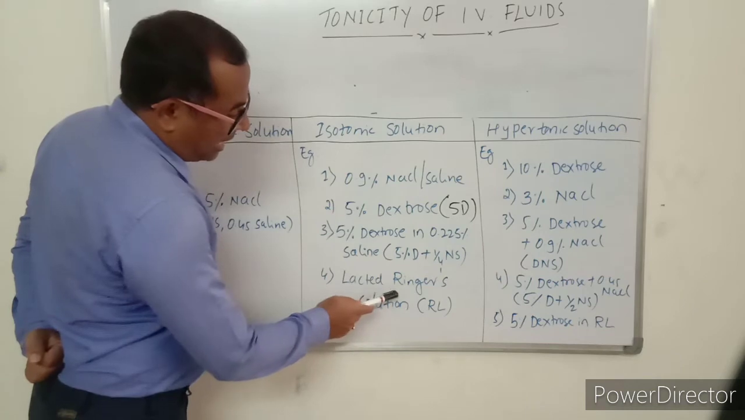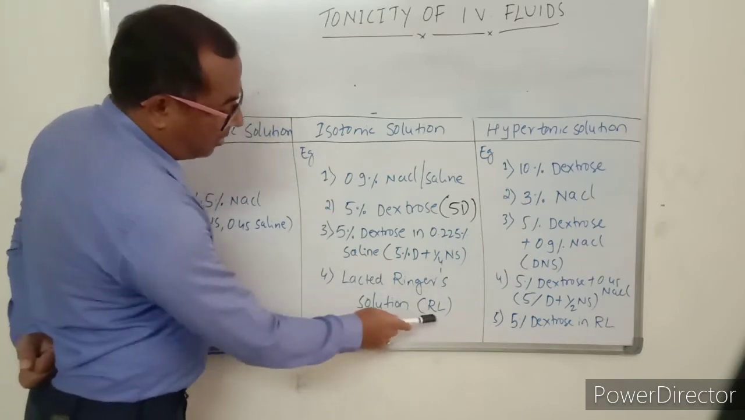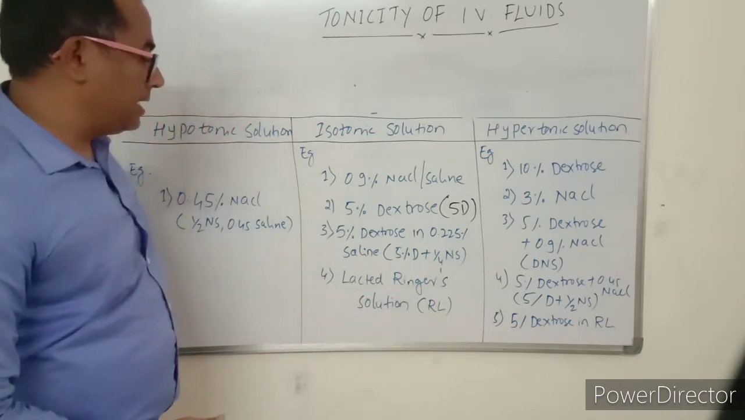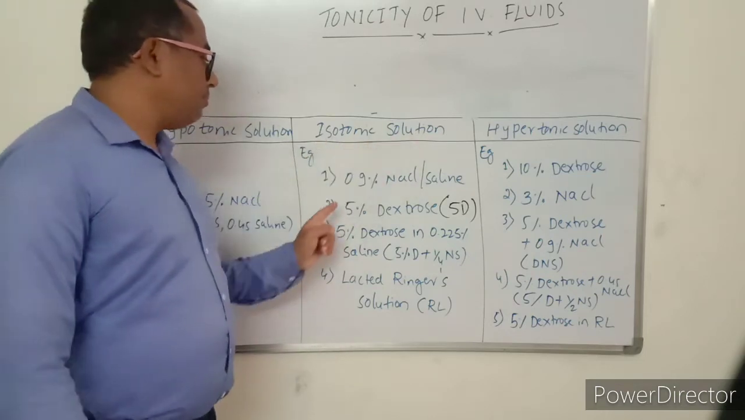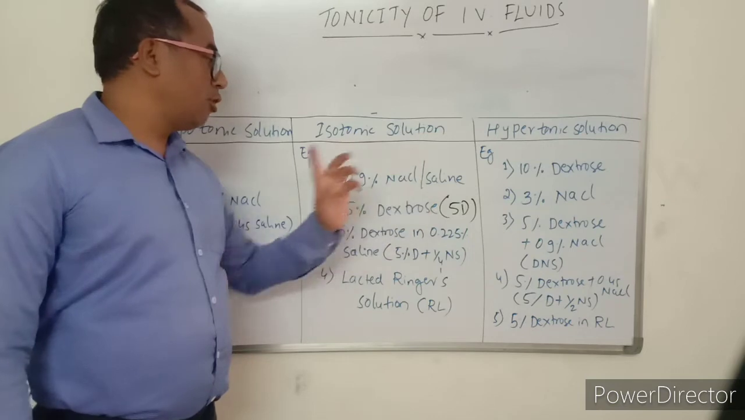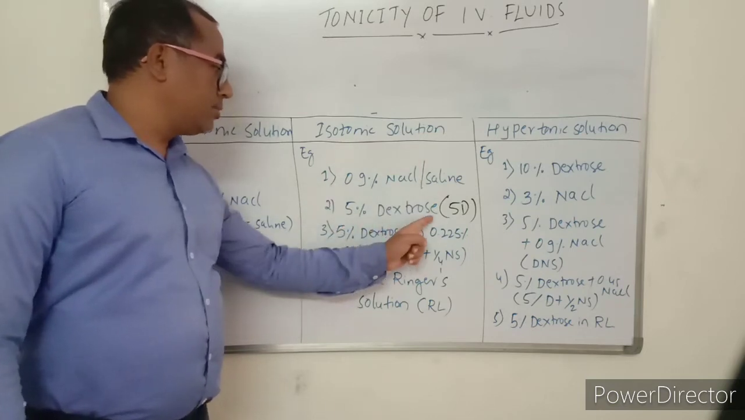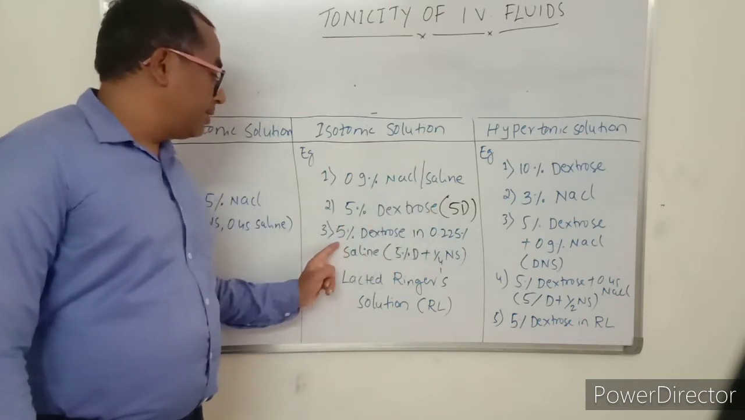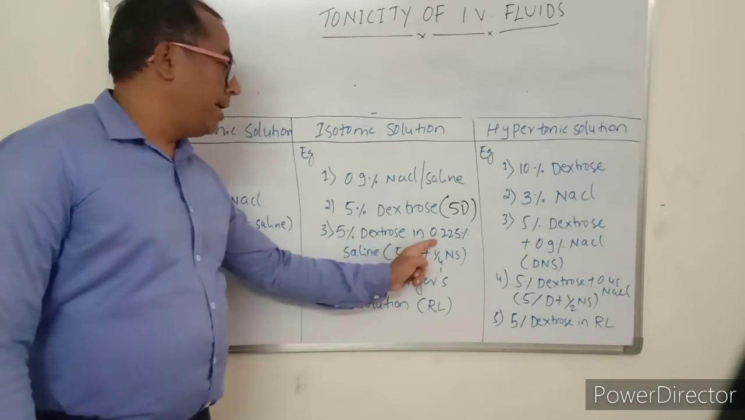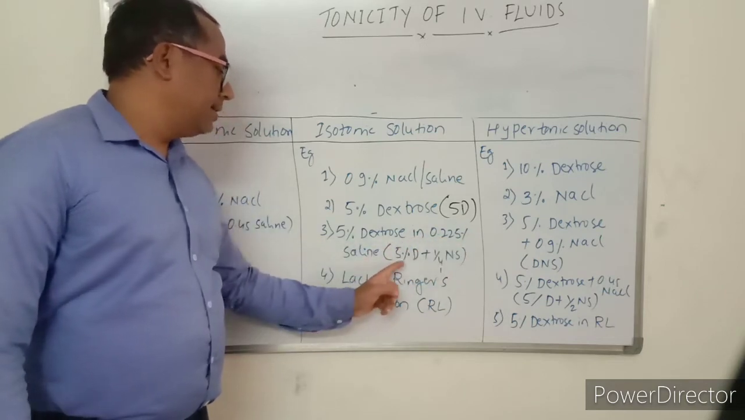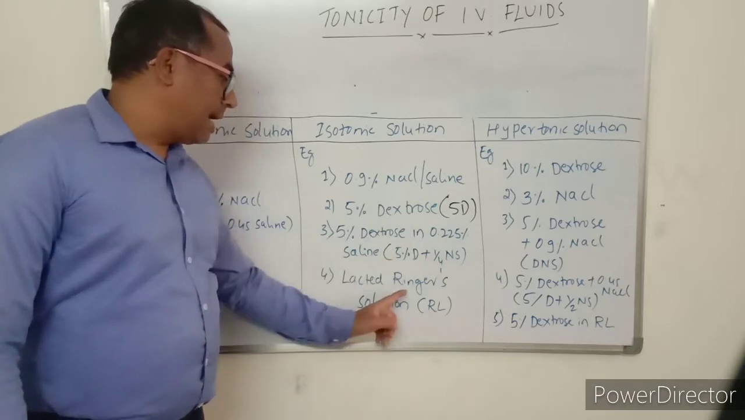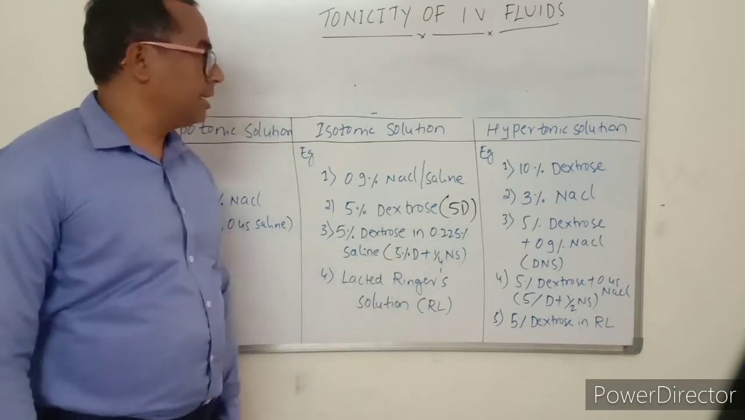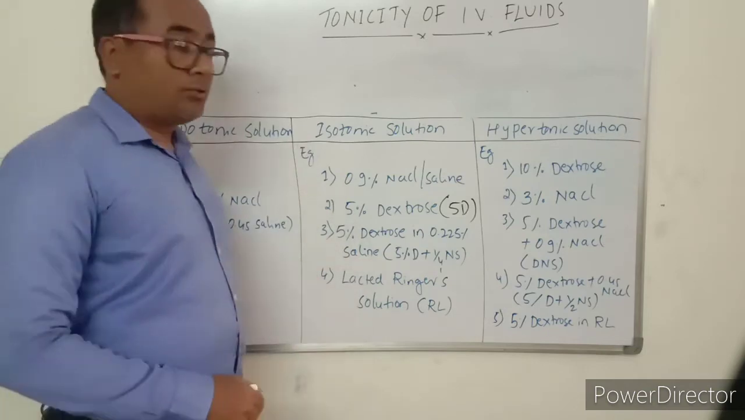Next one is lactated ringer, or RL, lactated ringer solution. So what are the examples for isotonic solution? 0.9% NaCl, that is normal saline; 5% dextrose, that is 5D; 5% dextrose in 0.225% saline, that is 5D plus 1/4 NS; and lactated ringer solution. These are the examples for isotonic solution.